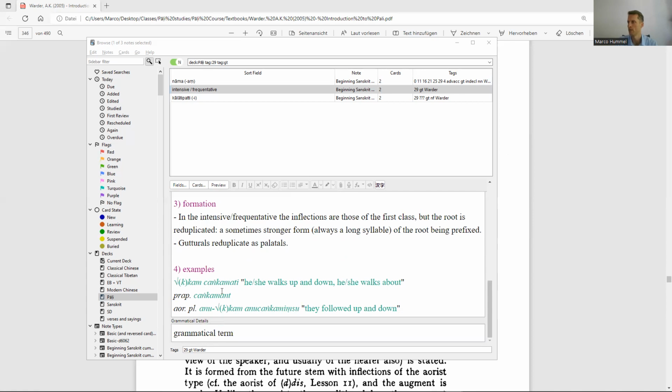Examples from Kamati, Cankamati. So Kamati, to walk, and then Cankamati, he or she walks up and down, or walks about. Cankamanta, walking up and down or walking about, and here there is a plural from Anukamati. So Anukamati is of course to follow, and then here Anucankamimsu, they followed up and down.